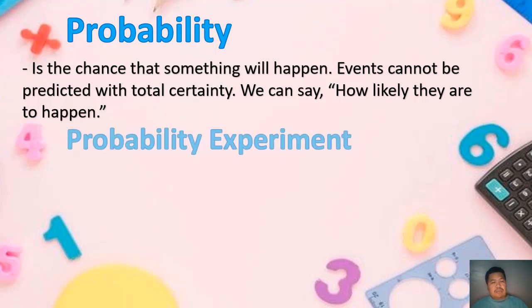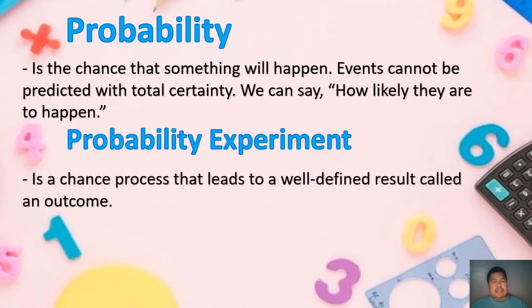So before that, let's now proceed to the probability experiment. Sir, ano po ba yung probability experiment? Probability experiment is a chance process that leads to a well-defined result called an outcome. So for example, the experiment in science, di ba? We do an experiment. So, we are looking for that experiment is the outcome. Ano yung kalalabasan? Yun po yung pinopoint natin na experiment, which is the result or the outcome.